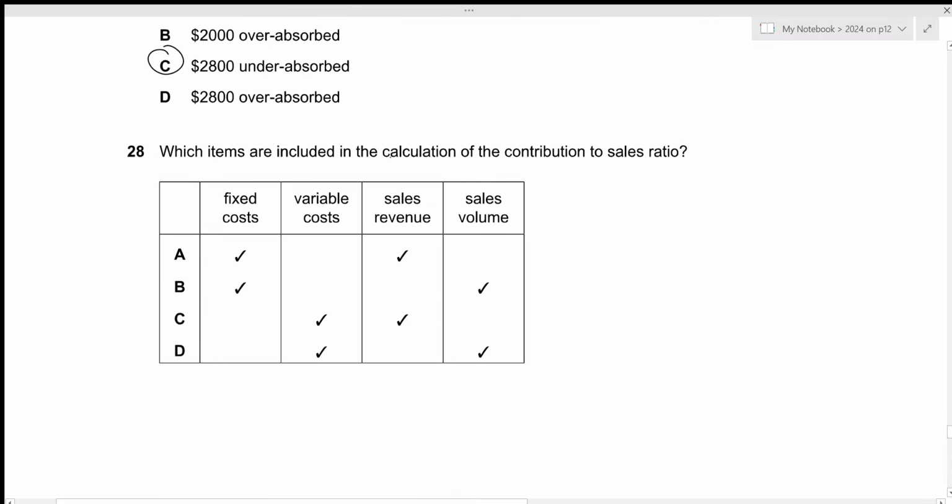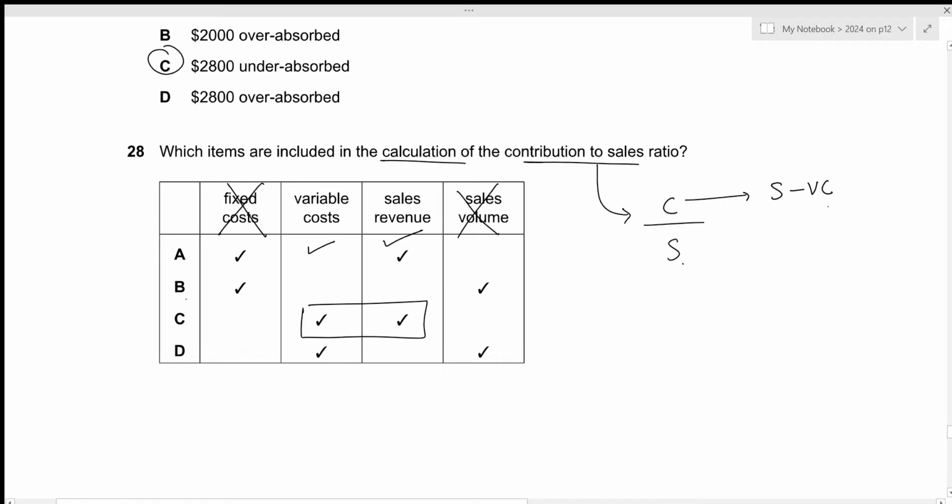Which items are included in the calculation of the contribution to sales ratio? So contribution to sales ratio is just contribution divided by sales, and contribution is sales minus variable cost. So we're looking for two factors, sales and variable cost. So fixed cost is not required. We need the variable cost, we need the sales revenue, and sales volume is not really relevant because we could also use the per unit values. So the volume is irrelevant while calculating the contribution to sales ratio. So we need variable cost and sales revenue, which is given by option C. That's the answer. Let's move towards the next one.